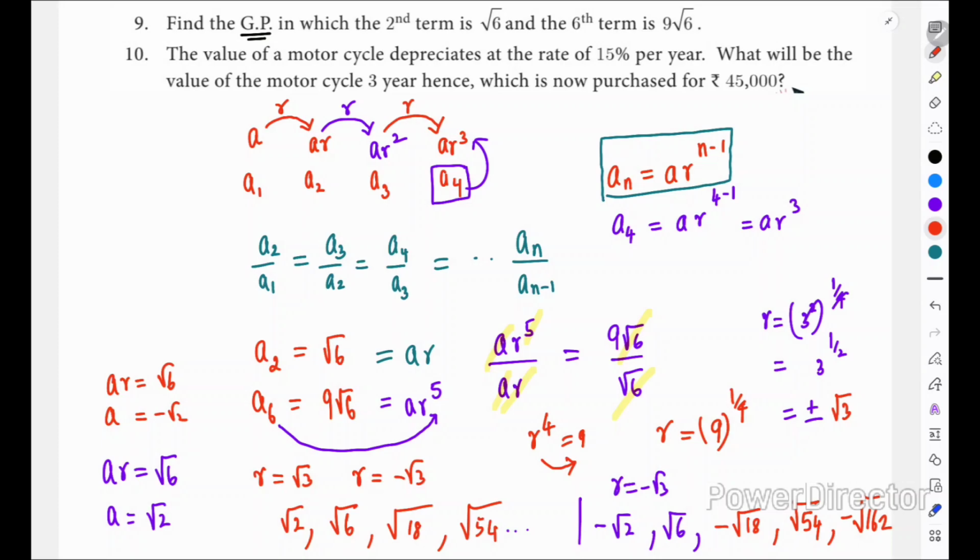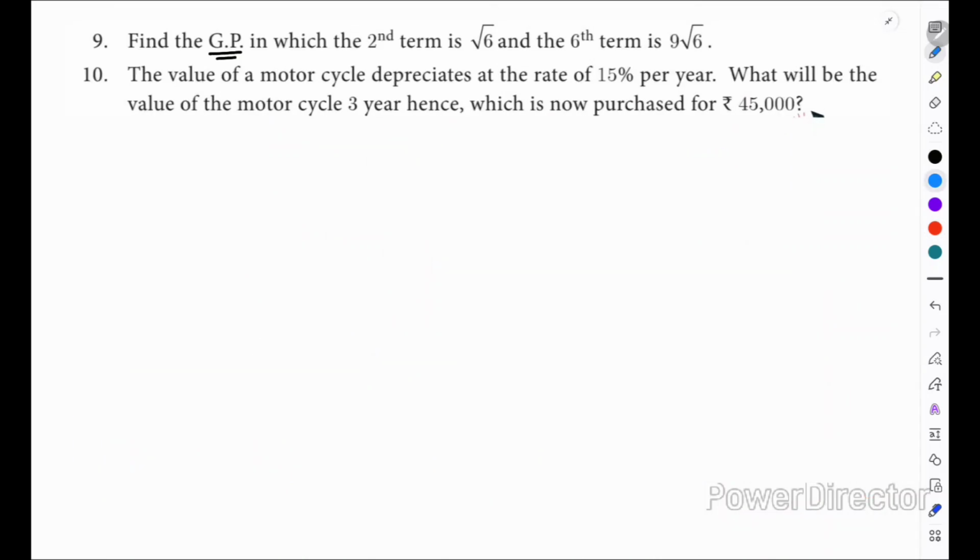Yes. Moving forward to the 10th question: the value of the motorcycle depreciated at the rate of 15% per year. What will be the value of the motorcycle 3 years hence, which is now purchased for 45,000? So quite a simple question. See, 45,000 is the value now, which is A. Now they are telling that 15% is going to get reduced. So this is 100%. It is going to depreciate by 15%.